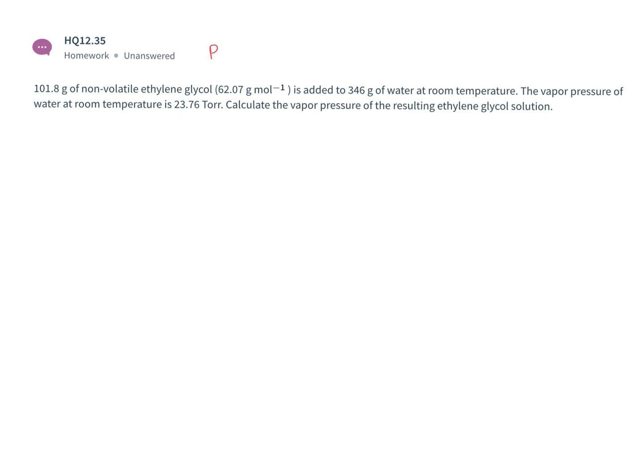Raoult's law is basically the partial pressure of the vapor pressure of the solution equals the mole fraction of my solvent times the vapor pressure of my solvent. Right, so P of the solution, X of my solvent, and P of my solvent.